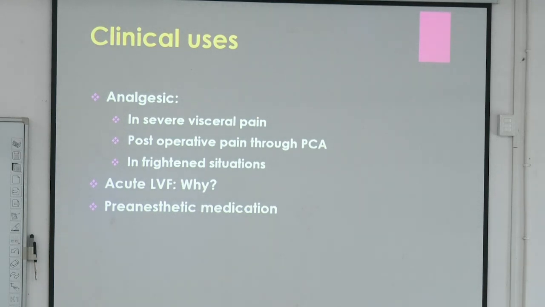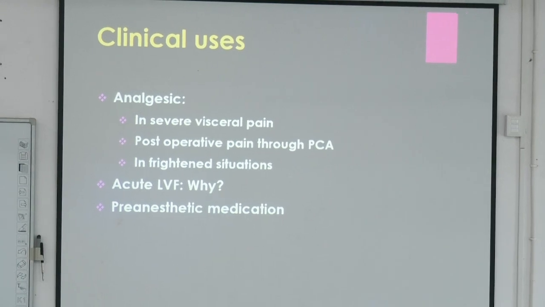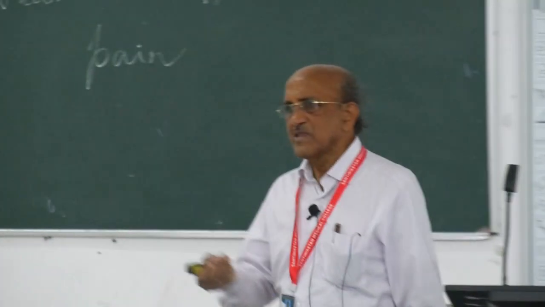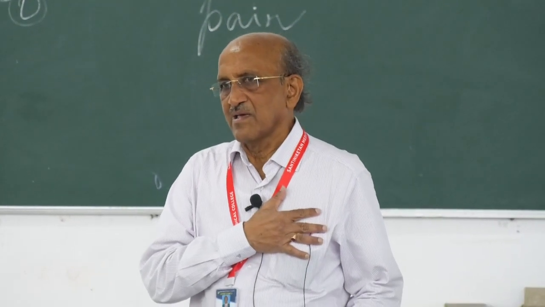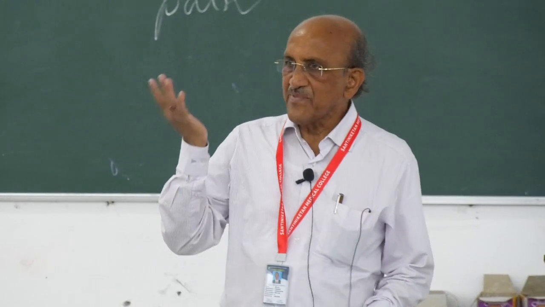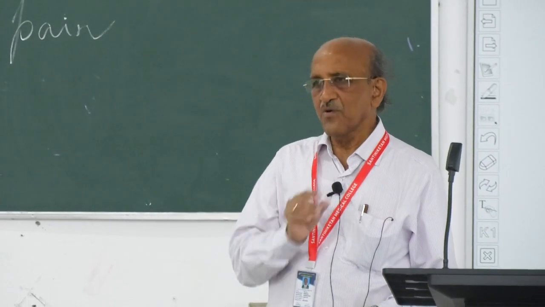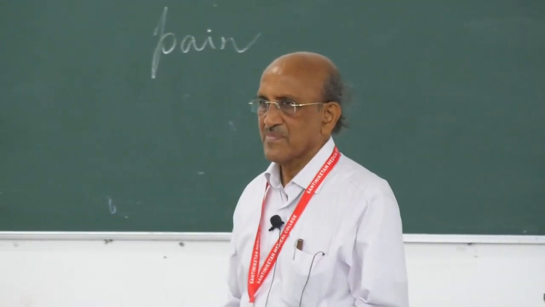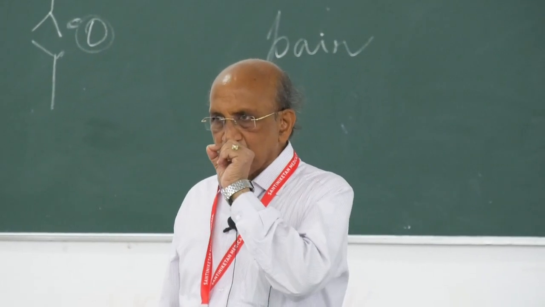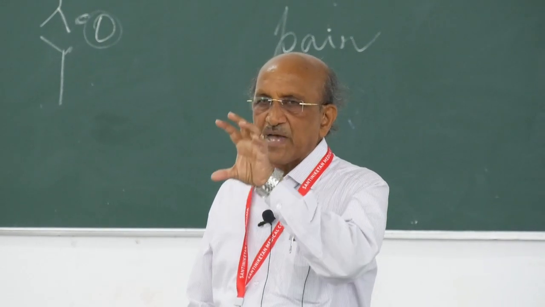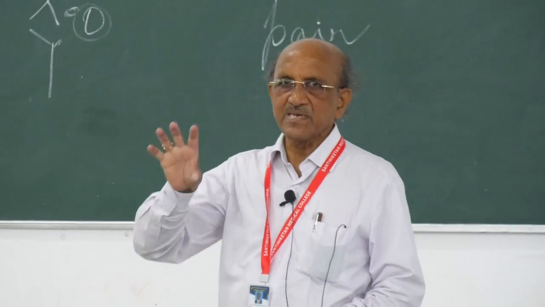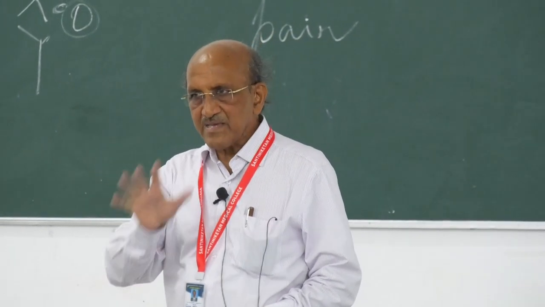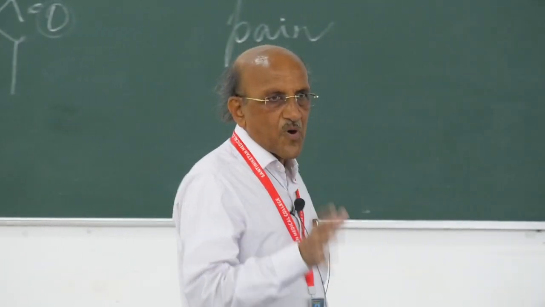Clinical uses. First of all, analgesic. Where you have to give morphine: number one, in severe visceral pain. You will be asked to name some conditions, for example acute myocardial infarction. Now, why? What is the beneficial effect of morphine in acute myocardial infarction? Number one, relief of pain. Number two, there will be decreased preload, decreased chronotropic activity, decreased inotropic activity. So that will decrease the determinant of myocardial oxygen demand. In myocardial infarction, there is a decrease in the myocardial oxygen supply. So these are the important actions of morphine, why it is given in acute myocardial infarction.